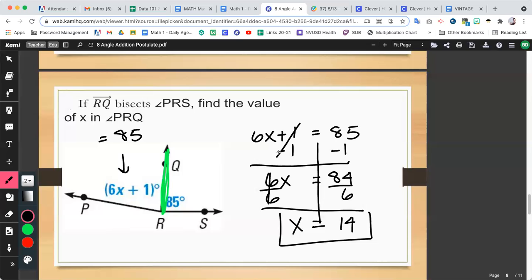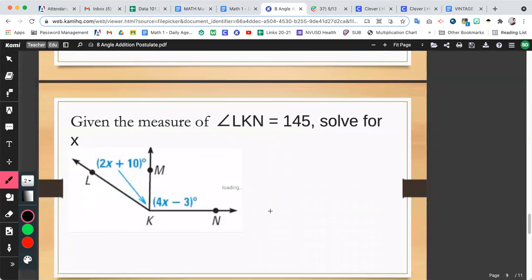Cool. It's like saying, I know that someone is 5'10", but I don't know how long their feet are or how long their legs are, right? We know the whole thing, but we're trying to find one piece. How long their feet are? Standing on tippy toes. Okay, next problem.